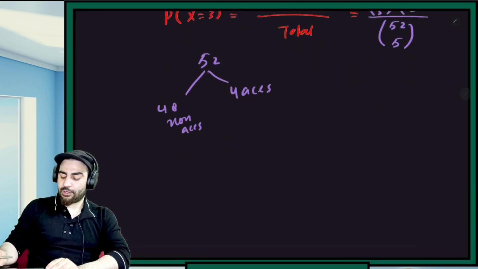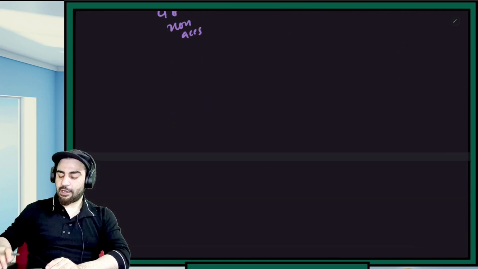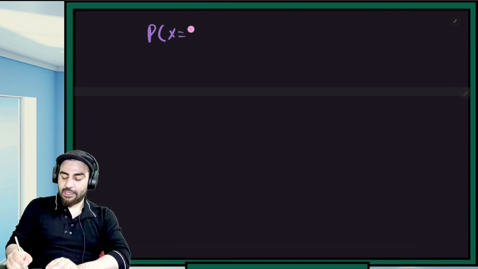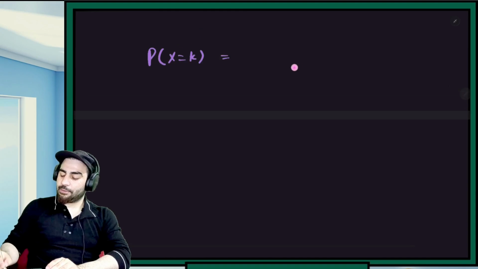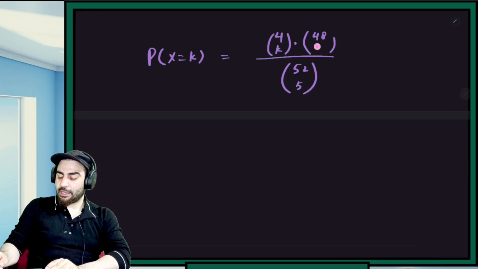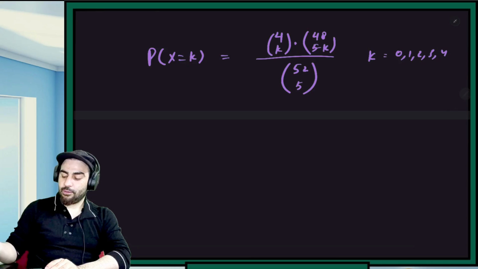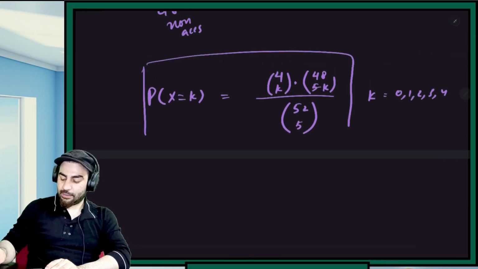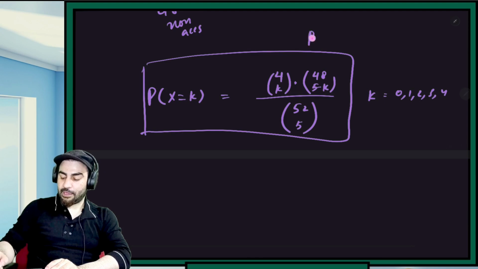Now we'll make it generic for k. If we have to take k aces, so probability of x is equal to k, that means a generic PMF function. So I am saying 52 choose 5 in the denominator, and then here I'll be choosing k aces out of 4, multiplied by, I'm left with 48 cards and I have to choose 5 minus k. But given that this k is 0, 1, 2, 3 and 4, it should not go above this. Okay, I hope you got that. So this is the PMF that we're interested in.